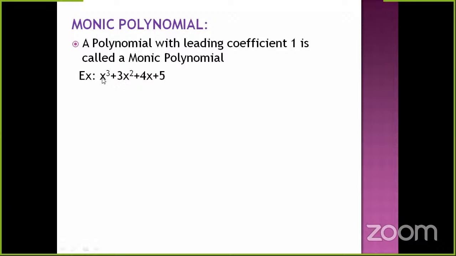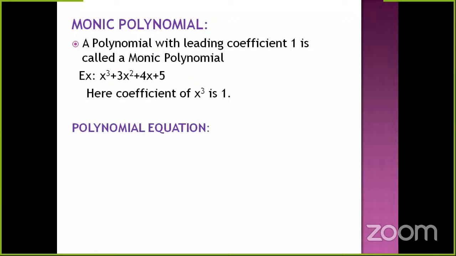One example of a monic polynomial is x cube plus 3x square plus 4x plus 5. Here, the degree of this polynomial is 3 and the coefficient of the highest power variable, that is x cube, is 1. So since the coefficient of x cube is 1, it is called a monic polynomial.